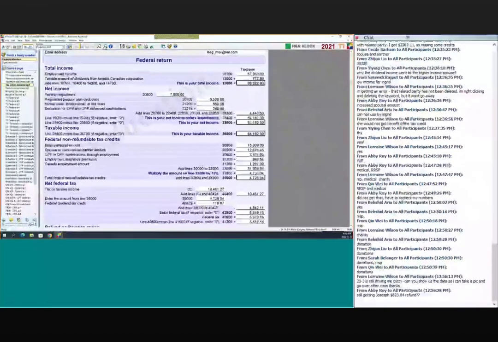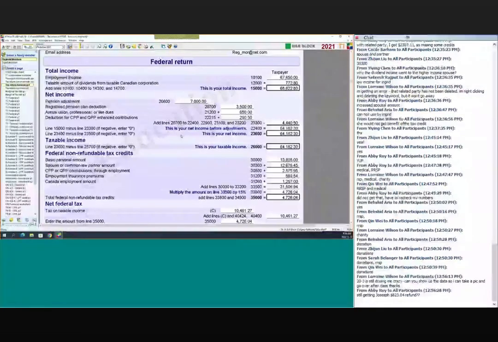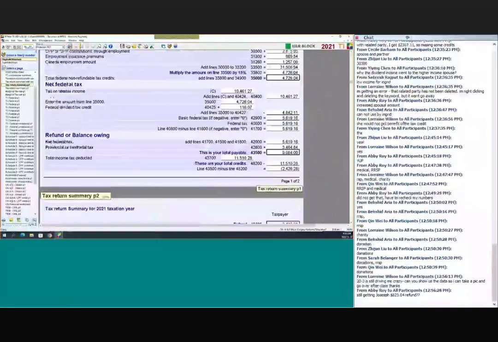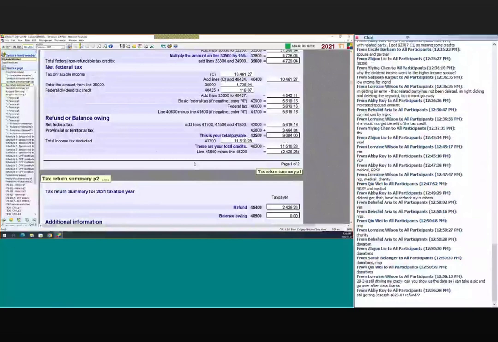Oh, you can't even see it. So I'll just do it in stages here. This is the first part here. And then the second part for Reginald is here.